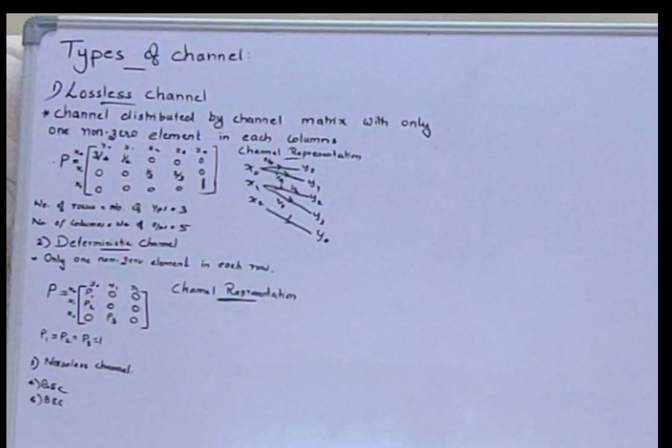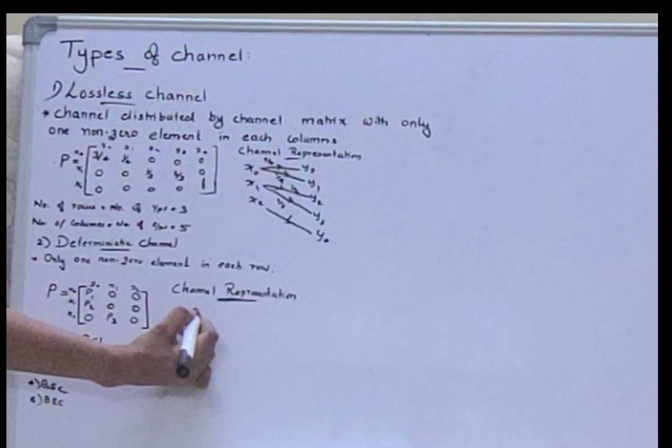The second channel is the deterministic channel. Deterministic channel means only one non-zero element in each row. Each row should have only one non-zero element, here P1, P2, P3. But we know that the sum of probabilities in each row is equal to 1. So P1 equals P2 equals P3, equal to 1, in the case of a deterministic channel.